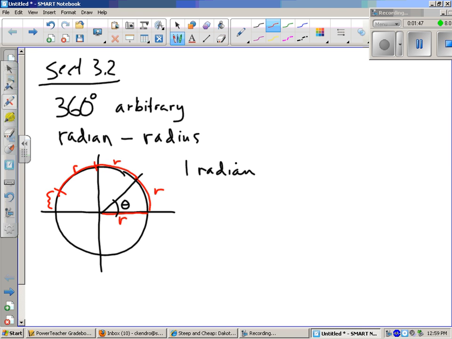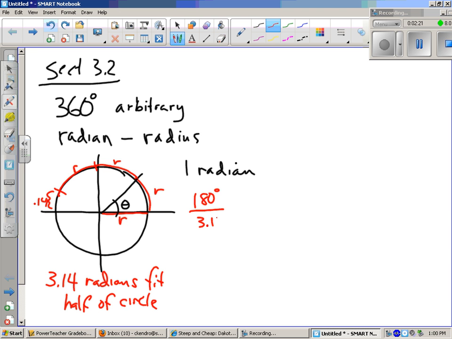That little bit more, if you were to think about it for a minute, is actually 0.14. 0.14 is what's left over in the number pi. 3.14 radians fit in half of a circle. So you might be curious how many degrees 1 radian is. Well, if I take half a circle, which is 180 degrees, and divide it by 3.14, I get 57.3 degrees. So 1 radian is equal to 57.3 degrees.